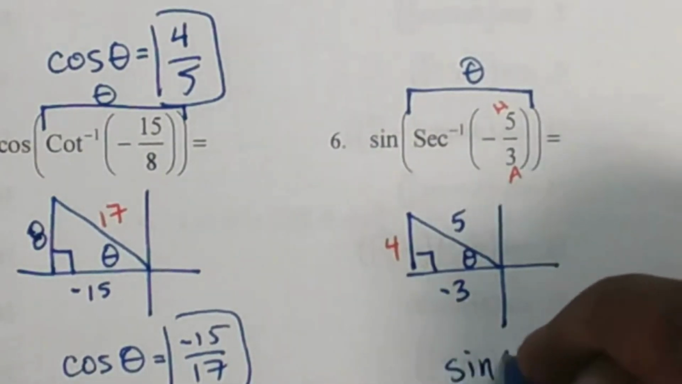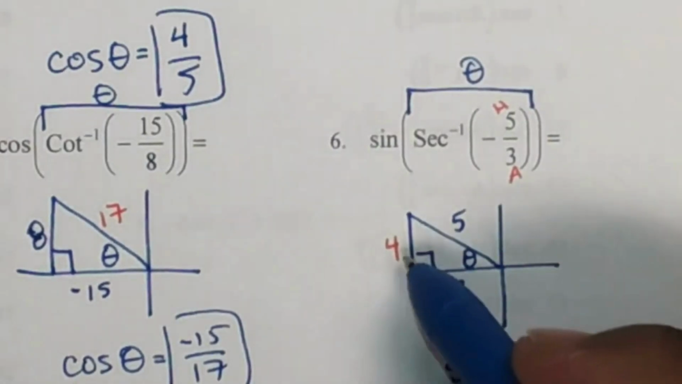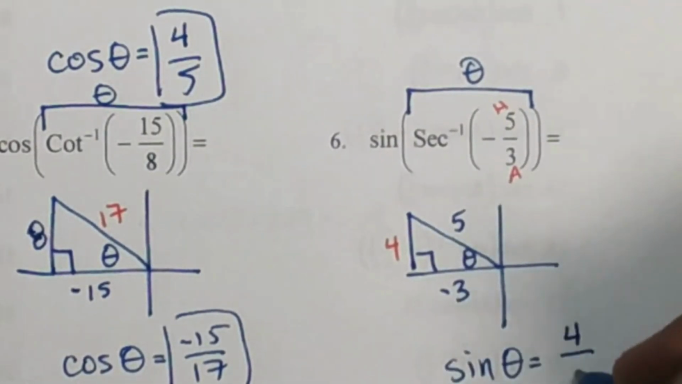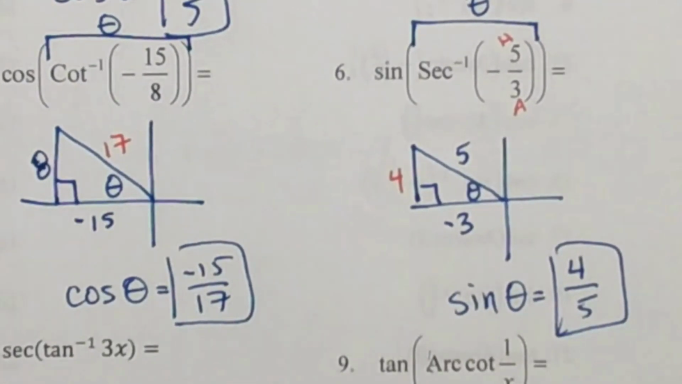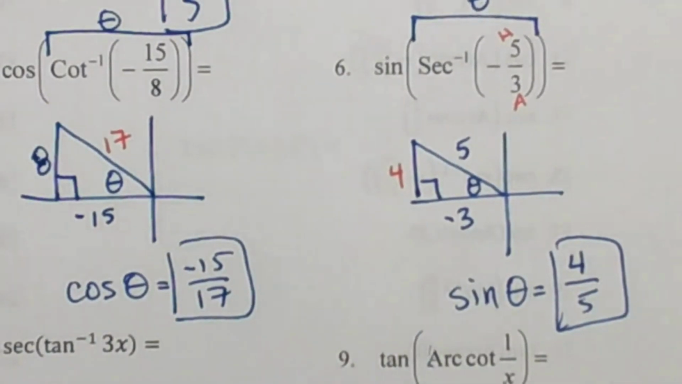So what is sine of that angle? What's the opposite side? 4 over the hypotenuse, 5. And again, leave your answers exact. Leave them in fraction form, it's just easier. You don't have to take any step further. This is not 0.75. It is just 4/5.